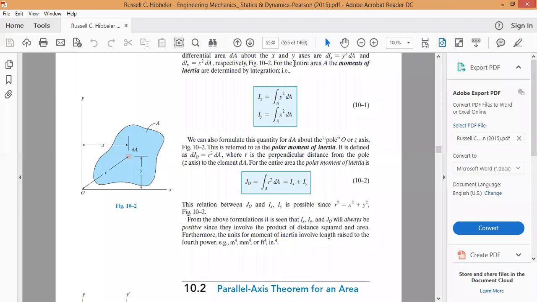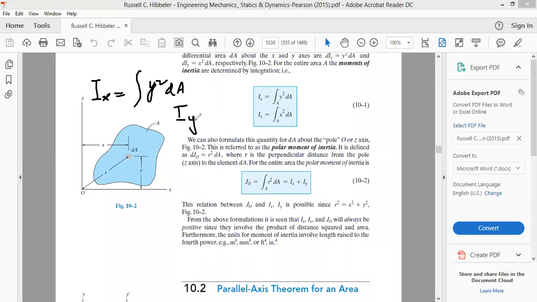As far as yesterday's concepts were concerned, what we discussed yesterday was the moment of inertia. Yesterday we gave the definition of the moment of inertia. The moment of inertia I about the x-axis, we write Ixx or simply Ix, is equal to the integral of y square dA. And the moment of inertia about the y-axis of any plane area is equal to the integral of x square dA.